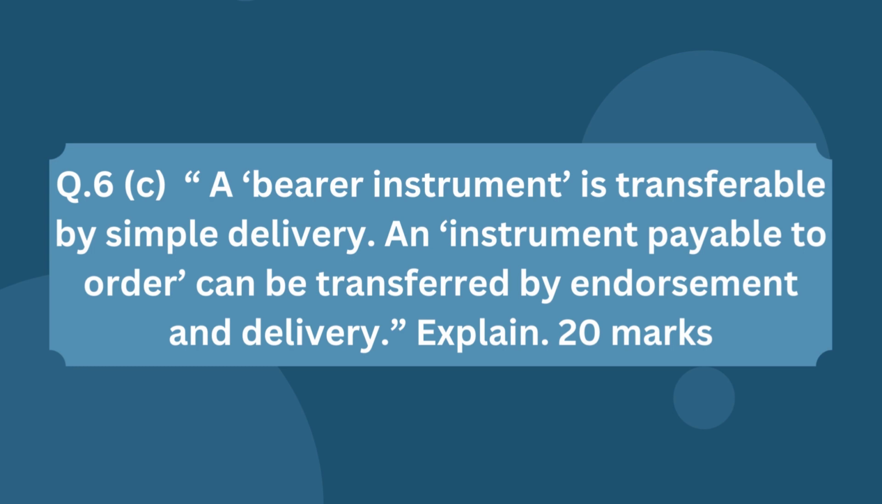This question is, a bearer instrument is transferable by simple delivery. An instrument payable to order can be transferred by endorsement and delivery. Explain. Define both bearer instrument and instrument payable to order and explain their transferability as per Section 47 and 13 of the Negotiable Instruments Act.